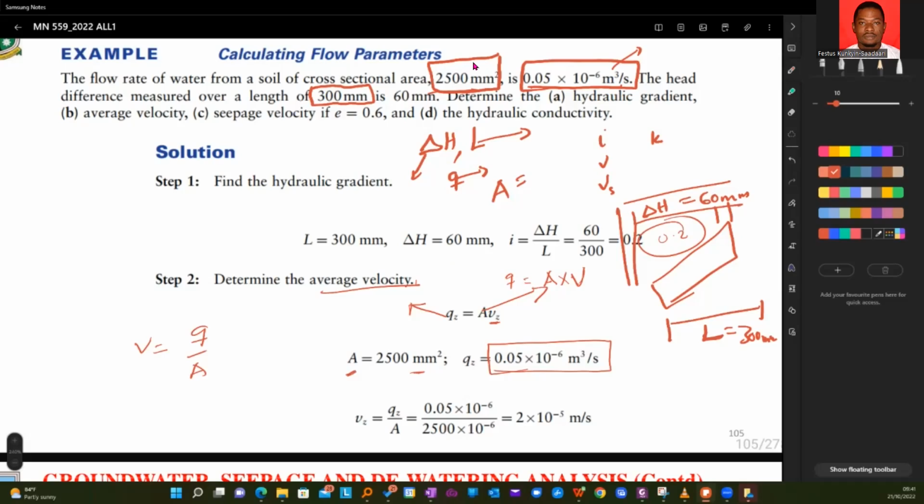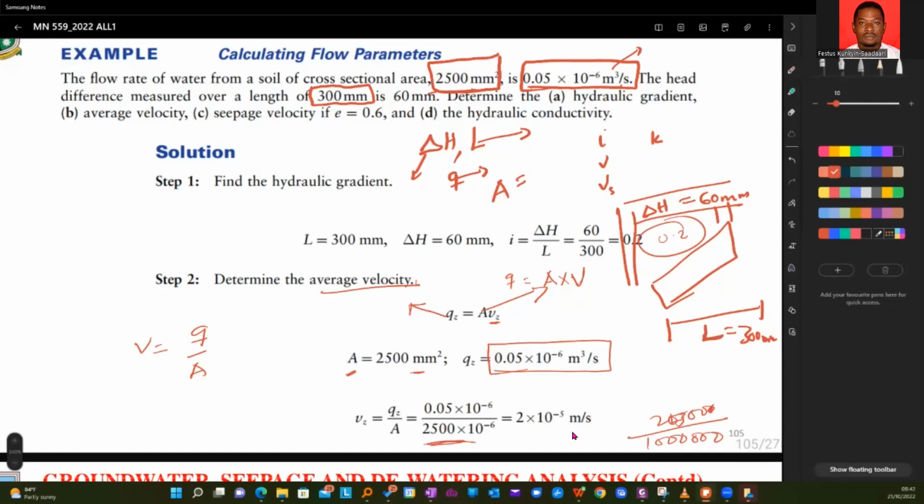So what do you need to do? You have to do some conversion here. If I have millimeter square and I want to convert to meter square, I have to divide by 1 million. So the 2,500 divided by 1 million, and that is what is here. So you have your 0.05 by 10 to the power minus 6 is equal to that.